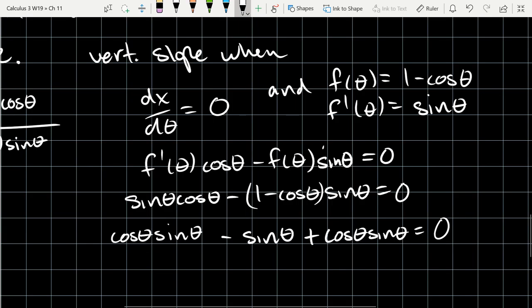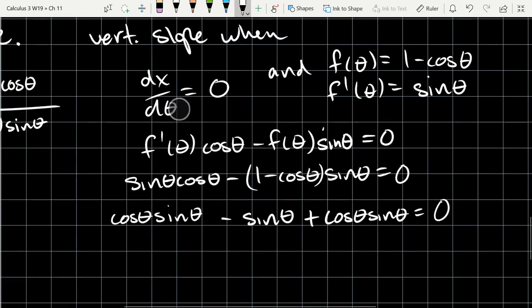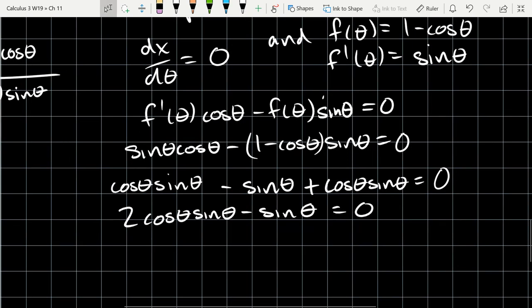So what's a good algebra move to make on this step? Cancel the cos theta sine theta? Or wait, never mind. I'll factor out sine theta. Let's go ahead and combine the cos theta sine theta to two cos theta sine thetas. And now we can use my favorite F word. We'll factor. We got a sine theta in both spots.